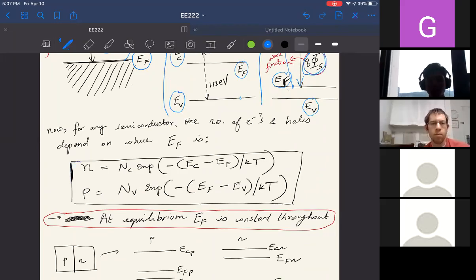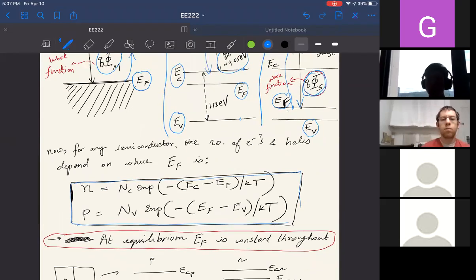So this is again some basics. In any semiconductor, the electron and hole concentration is very sensitive to where the Fermi energy actually is. It's an exponential dependence. For example, as the Fermi energy moves up closer to the conduction band, the electron concentration in the conduction band is going to increase exponentially. The same applies to the valence band: as the Fermi energy moves closer to EV, the number of holes in the valence band is going to increase exponentially. So there's an exponential dependence of the carrier concentration on the location of the Fermi energy.